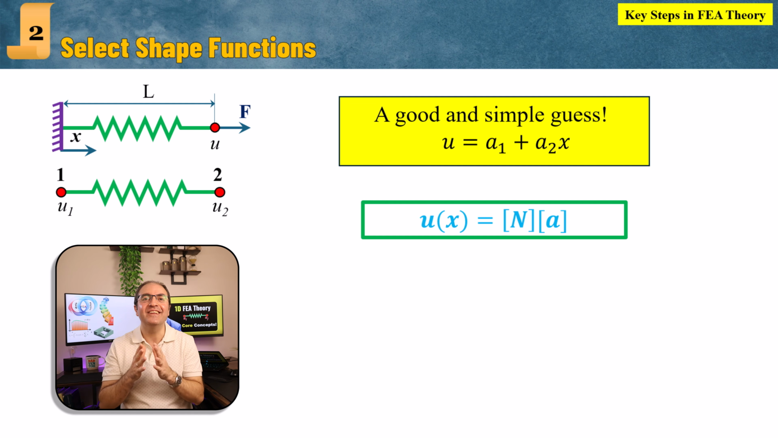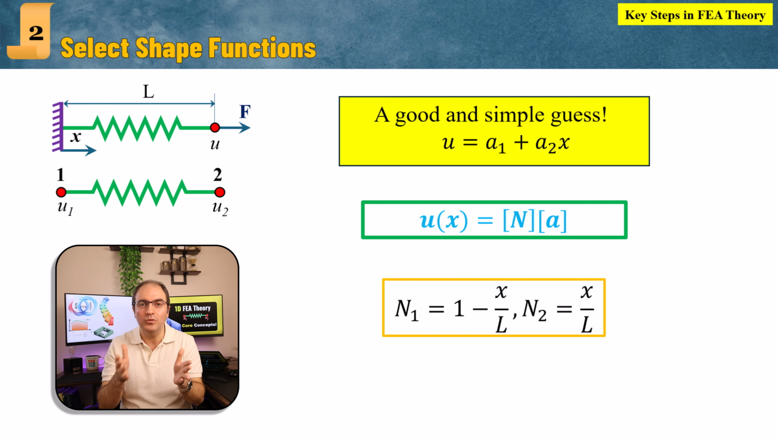Here, N is the vector of shape functions, and A is the vector of nodal displacements. Those are unknowns we want to solve for. To me, this formula is the foundational building block, the central pillar of the FEA. For a two-node linear element, using the boundary conditions to find A1 and A2, the shape functions become N1 equal to 1 minus x over L and N2 is equal to x over L.